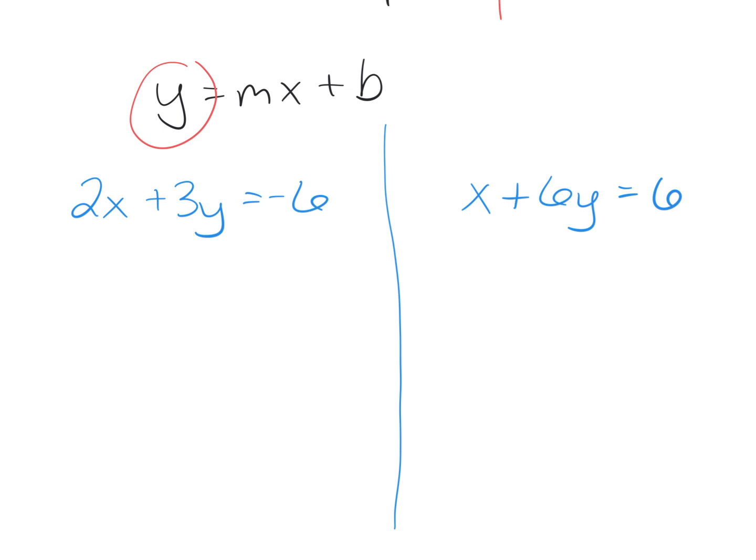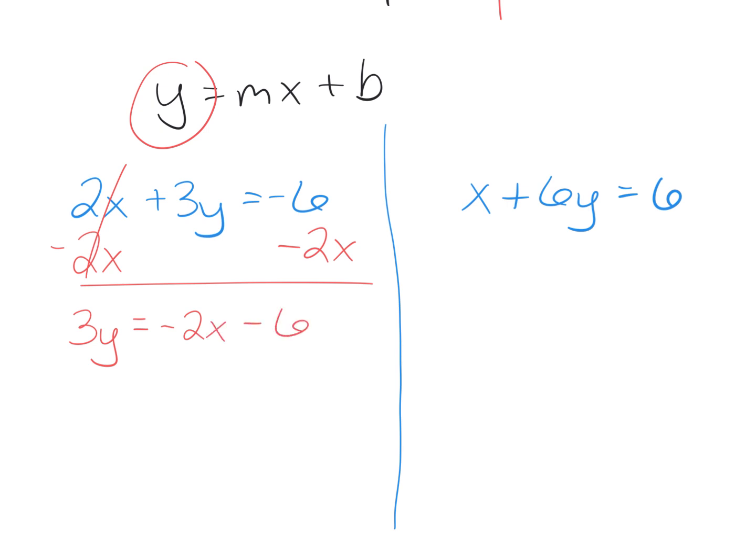What do I need to do with this? We're going to subtract 2x on both sides. So on this side, I have 3y left equals, and then we want to keep it in y equals mx plus b form, so we're going to have negative 2x minus 6. What is my last step to get y by itself? Yep. Divide by 3. Now pay attention to this. Divide by 3 to everything.